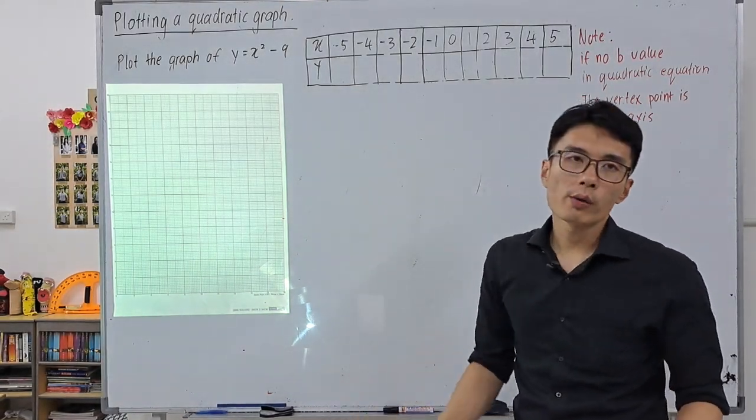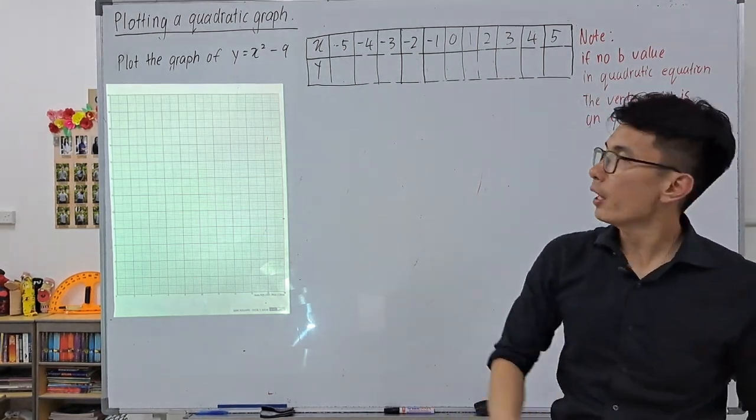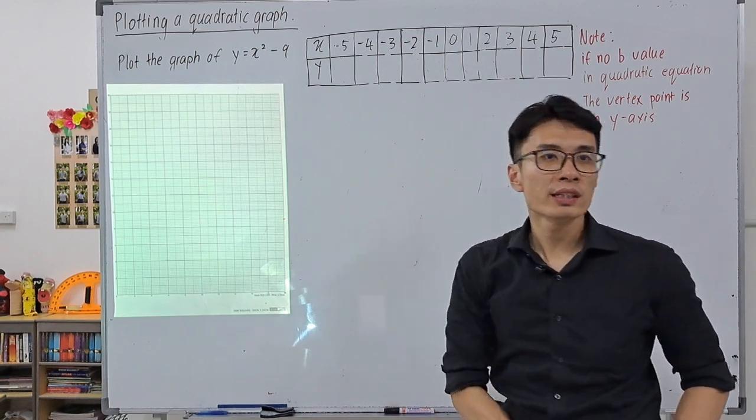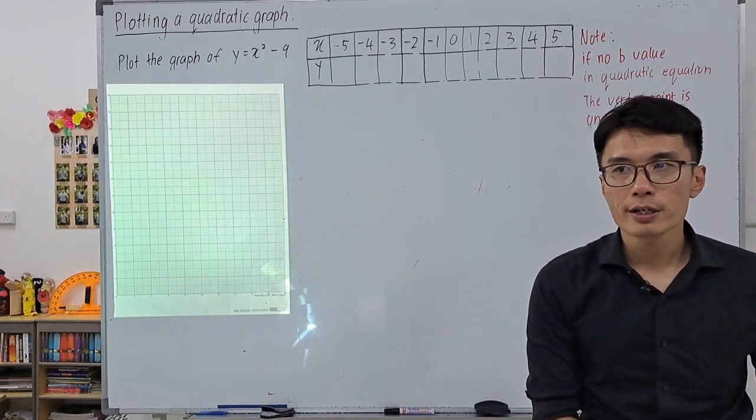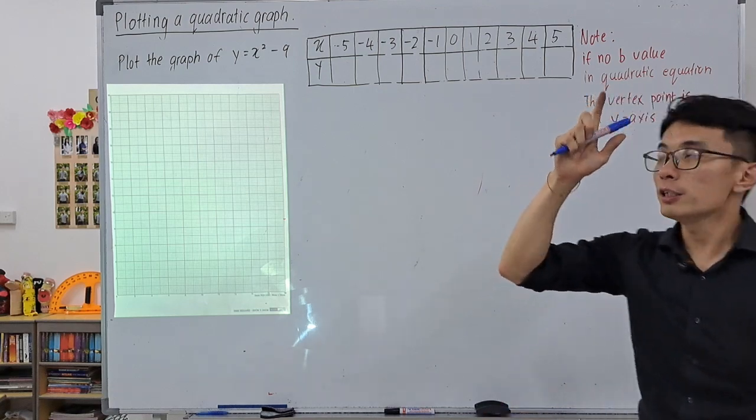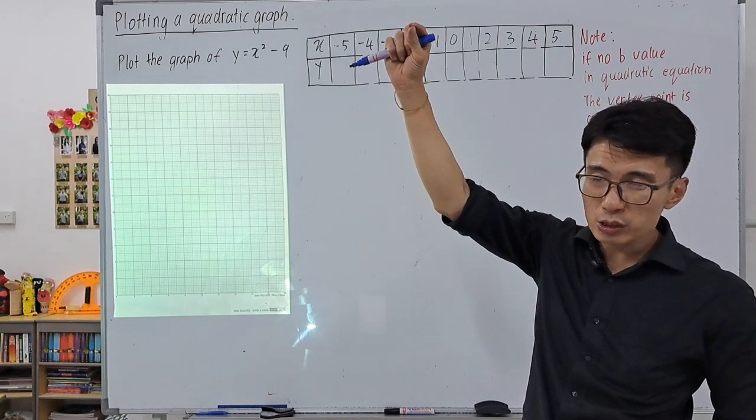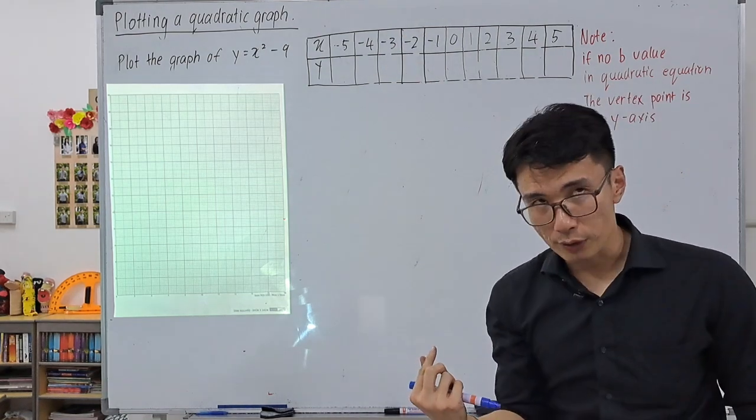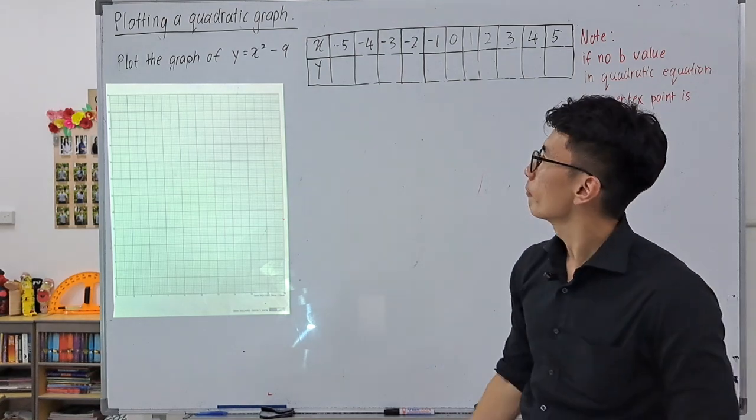Okay, so for our example today, we will be plotting a quadratic graph, and this is the equation that we are dealing with. Now, if you notice the equation, there is no b value. Which means that this point, the vertex point, which is the highest or the lowest point of the quadratic graph, is on the y-axis.